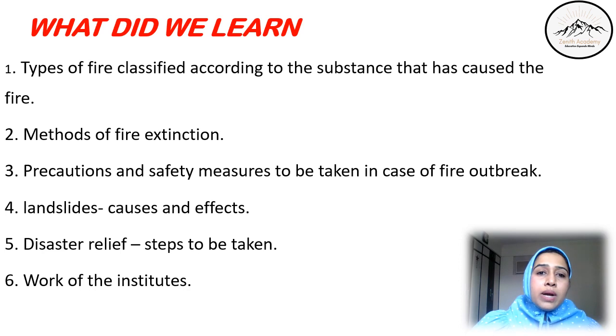So here we come to the end of this chapter, disaster management. And what have we learned in this? In Part 2 we have learned the types of fire, which are classified according to the substance that caused the fire, and also we studied the methods of fire extinction, precautions and safety measures to be taken in case of fire outbreak. And the second disaster that we studied was landslide, its causes and effects, and disaster relief steps to be taken. What can we do in such a situation, and the work of institutes which work to help us overcome such disasters.